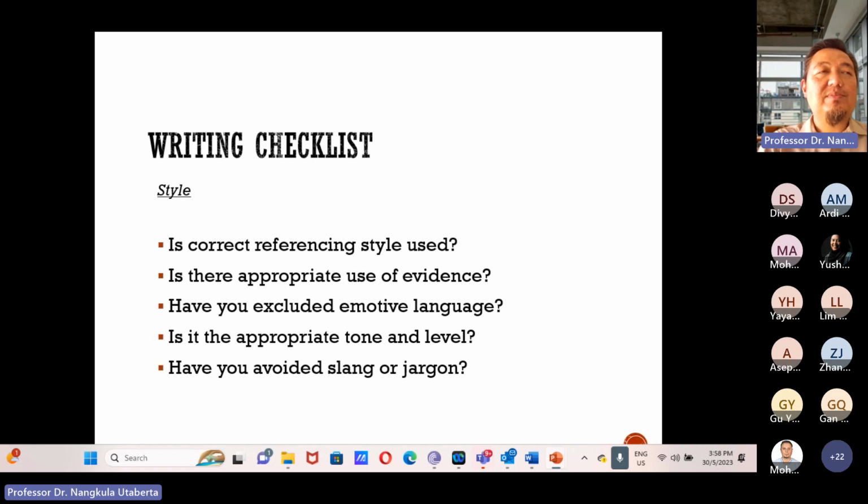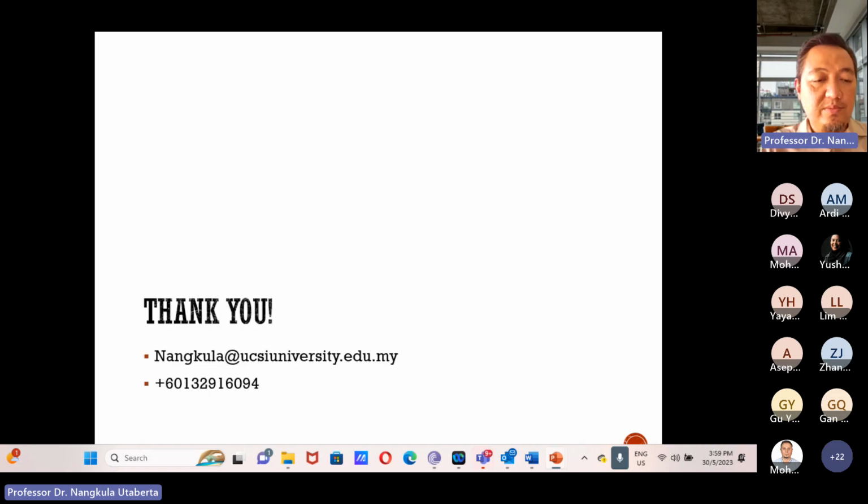Style: sometimes people use different writing styles. Referencing style: whether you use APA, Harvard, or Oxford, there are different ways of writing the reference. Try to avoid slang or jargon. I think this is a very important thing to consider. Okay, I think that's all for me.